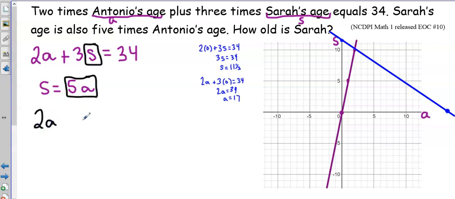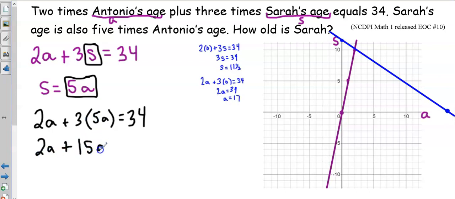So I'll copy down this 2A plus 3, then I'll use parentheses to show that 5A is going to go in the place of S. And now I just need to solve my equation. So I have 2A plus, multiply here to get 15A equals 34. When I add, I have 17A equals 34. When I divide both sides by 17, I have A equals 2, which does look like what I had on my graph.